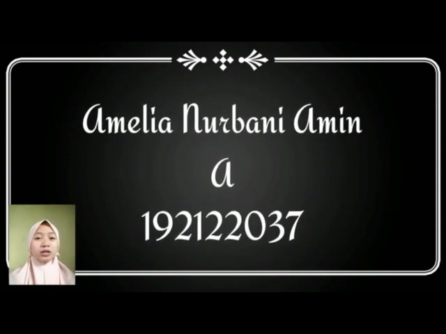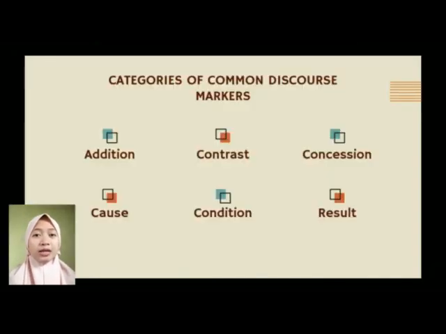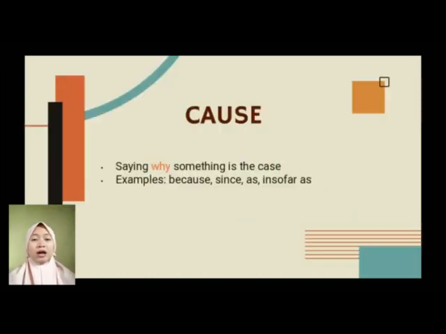I want to continue the previous presentation from Widi Nansuci about the categories of common discourse markers. The fourth is cause. Discourse markers under this category are used to say why something happens. Examples of discourse markers under this category are because, since, as, and in so far as.